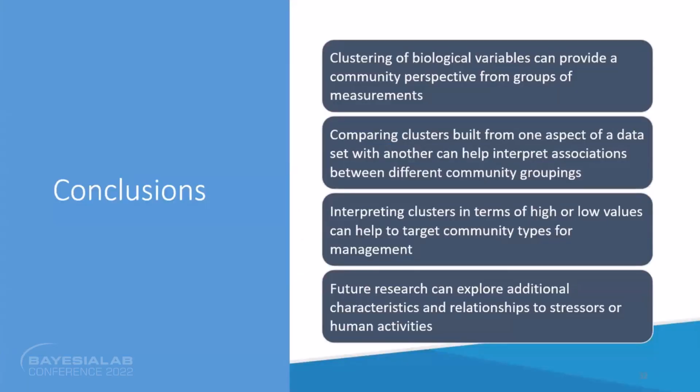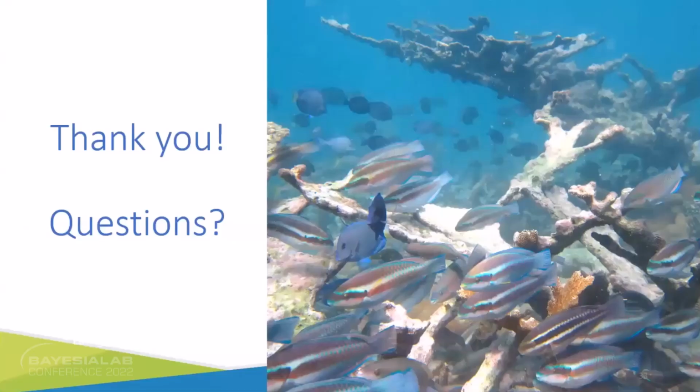So clustering of biological variables can provide a community perspective from groups of biological measurements in the environment. Comparing clusters built from one aspect of a data set with another aspect can help interpret the associations between different community groupings. And interpreting clusters in terms of high or low values can also help us to target community types for management. And future research can explore additional characteristics, external variables, and relationships to stressors or human activities with the different clusters. And thank you.